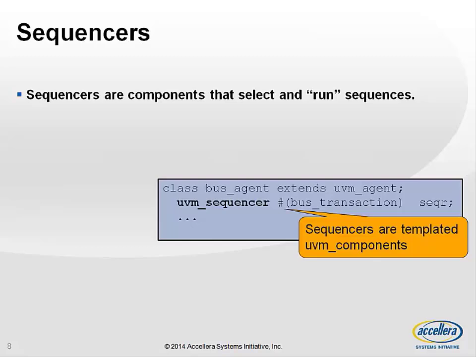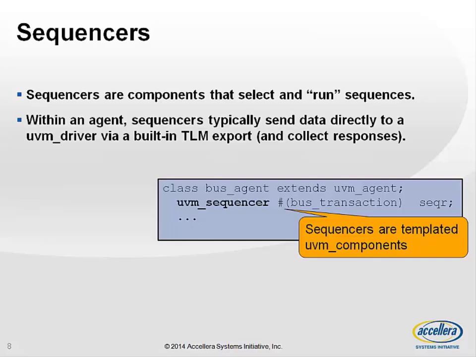The sequencers themselves are also templated. They're template classes. So I can build a sequencer that deals with bus transactions. And what that really is doing is typing the port that connects to the driver. That port will be built to accept bus transactions or subclasses of bus transactions. And that's often how we use it, because we don't usually need to monkey around with the internals of the sequencer. The sequencer is going to send the sequence items to the driver via the TLM export, and responses can come back as well.